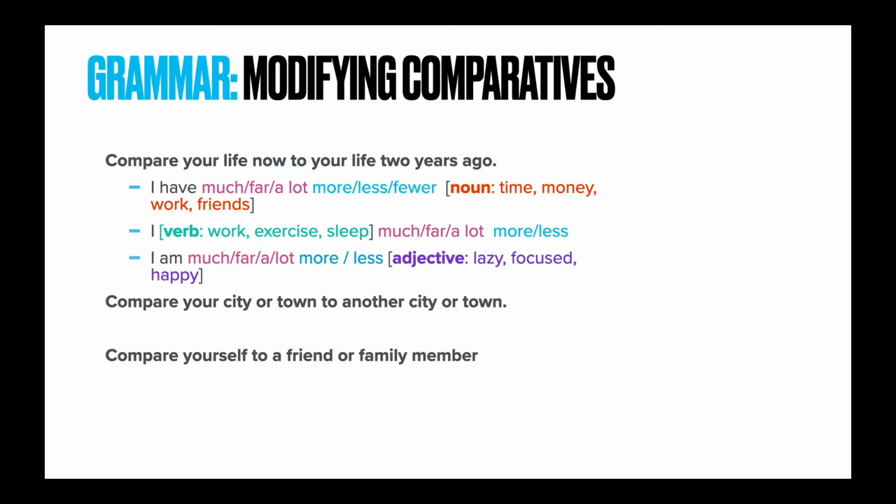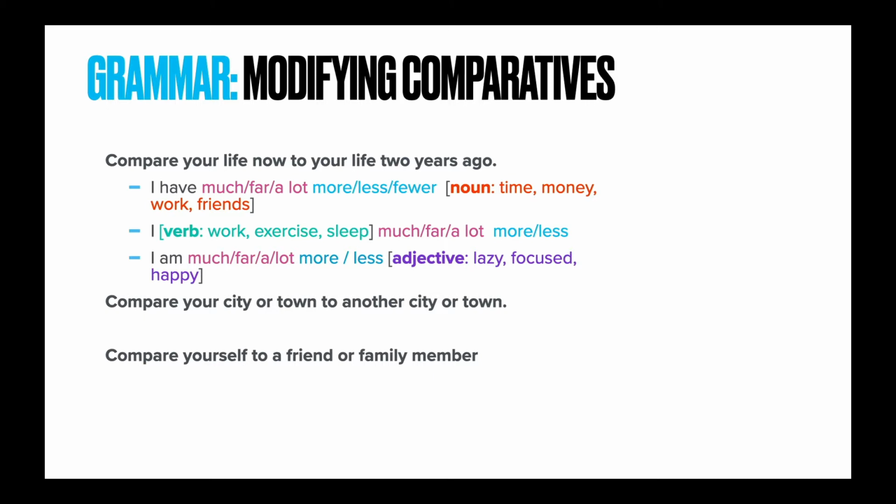In our first example, we can use nouns to do this. So you could say, I have much less time than I did 2 years ago. So you would choose a modifier like much or far or a lot or a little, and then the correct comparative structure. So I would say less time or more time, or more money or less money, or fewer friends or more friends, and choose something and just make some sentences that work for you.